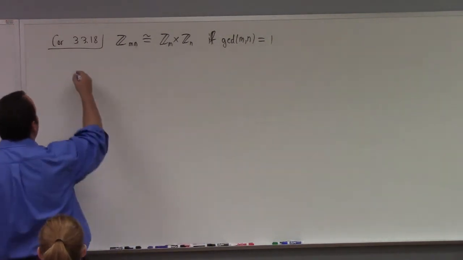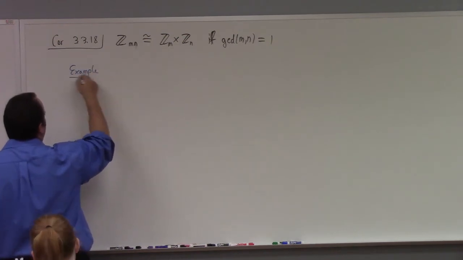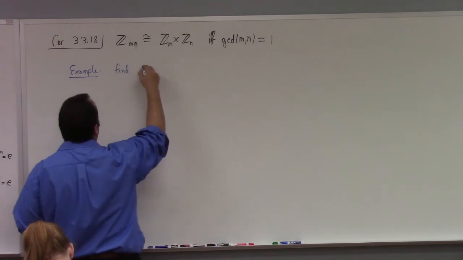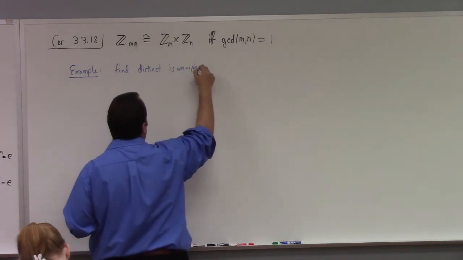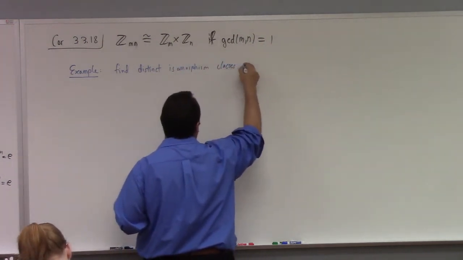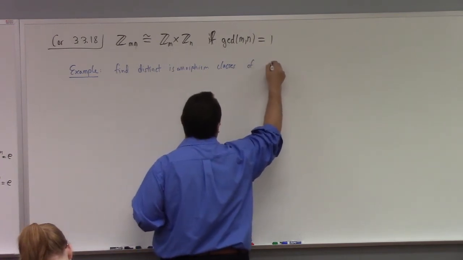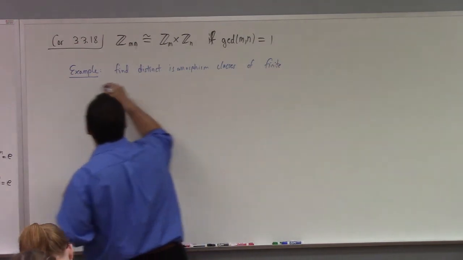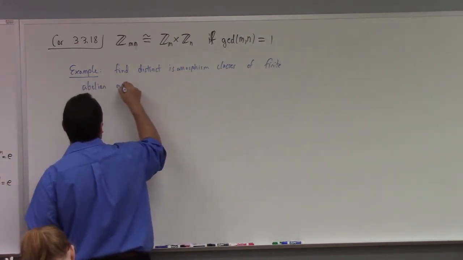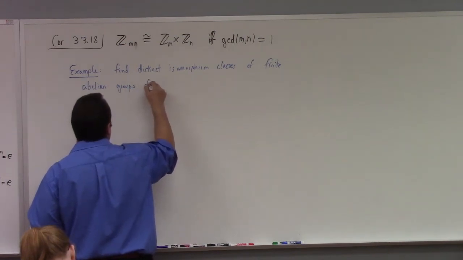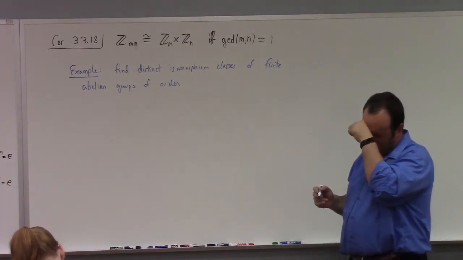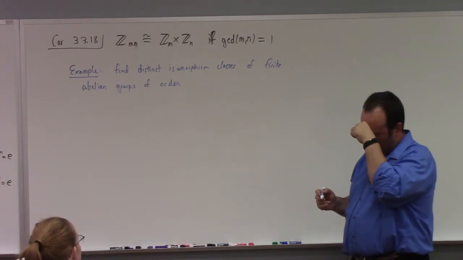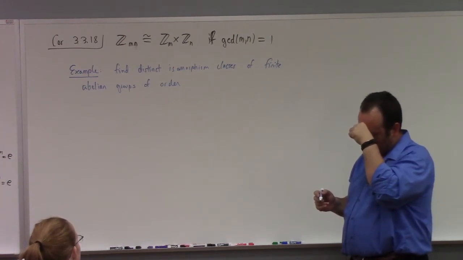All right, so example. Find distinct isomorphism classes of finite abelian groups of order, let's see here, let's try to make it interesting, 108.